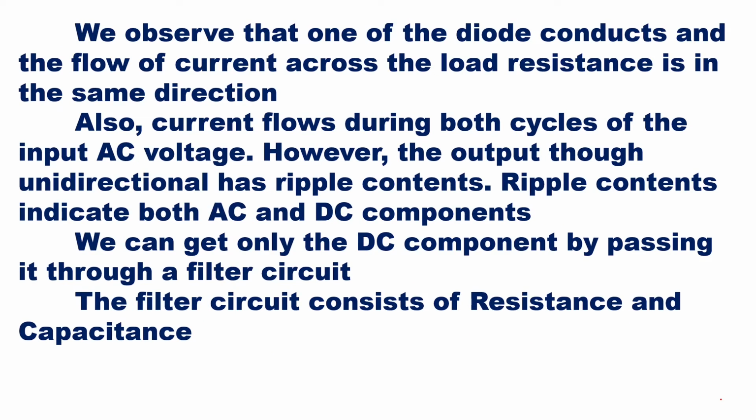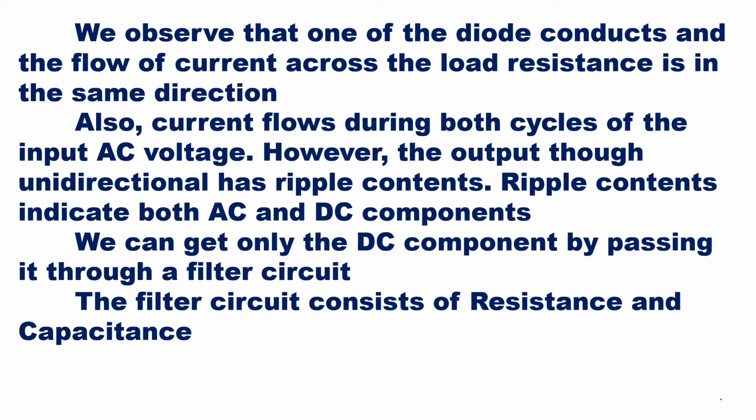We observe that one of the diodes conducts and the flow of current across the load resistance is in the same direction. Also, the current flows during both cycles of the input AC voltage, that is why it is called full wave rectification. However, the output, though unidirectional, has ripple content.